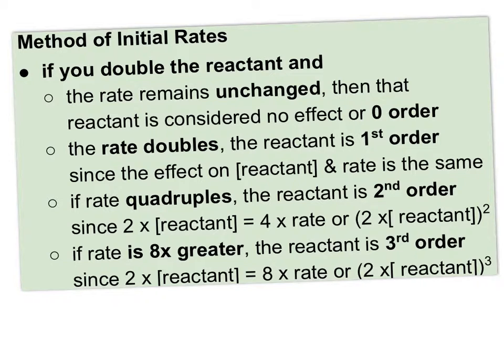If the rate quadruples, the reactant is said to be second order because doubling the concentration increased the rate 4 times. So you can think of it as 2 to the second power. If the rate is 8 times greater, the reactant is said to be third order because doubling the reactant's concentration caused a 2 to the third, or an 8-fold, increase. You could go on and figure out fourth and fifth order, but zero, first, second, and third order are really the most common.